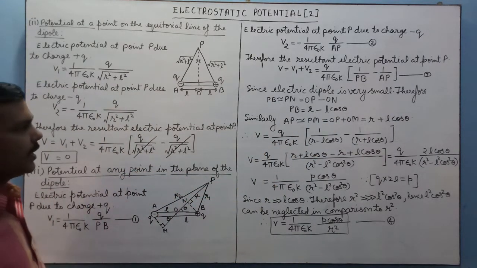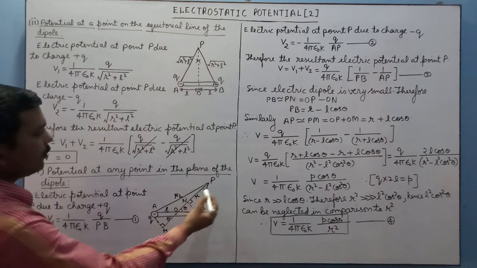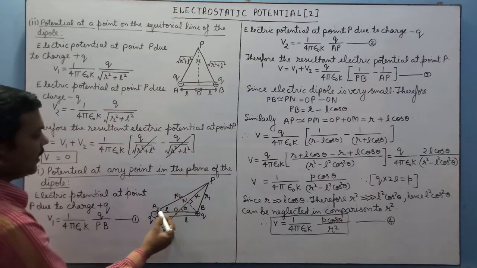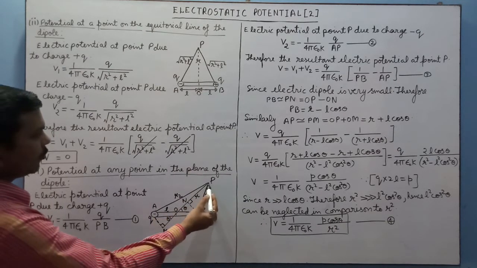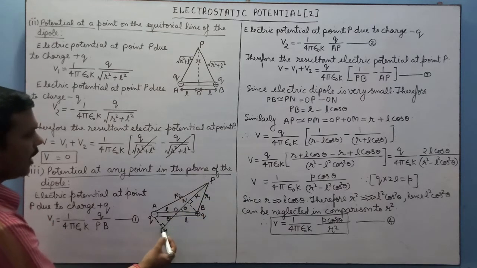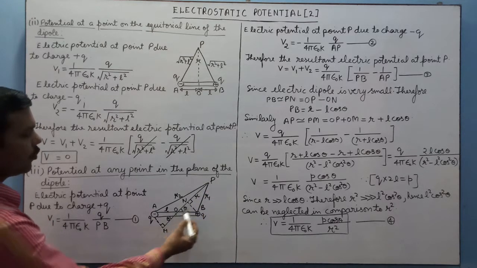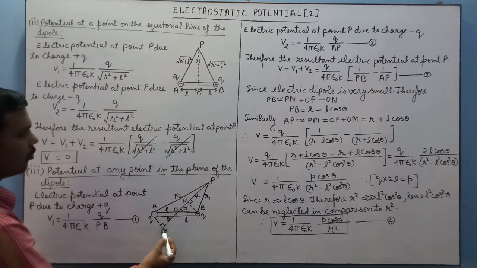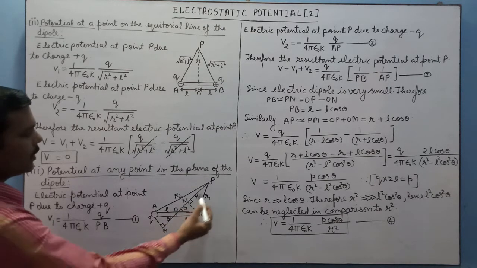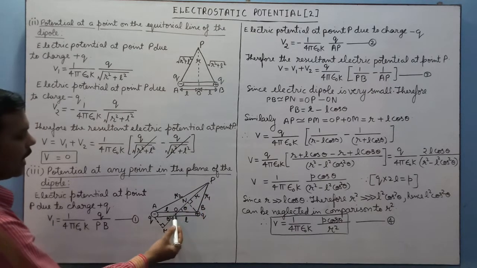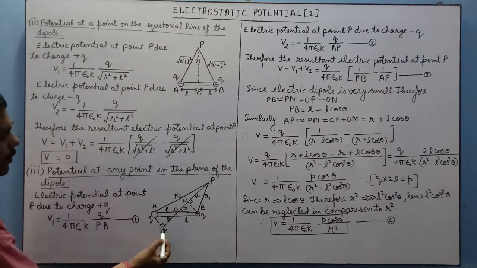Similarly, we can determine AP, this distance. AP can be nearly taken to be PM, and PM is equal to OP plus OM. OP is equal to small r, and OM can be obtained from this right angle triangle.